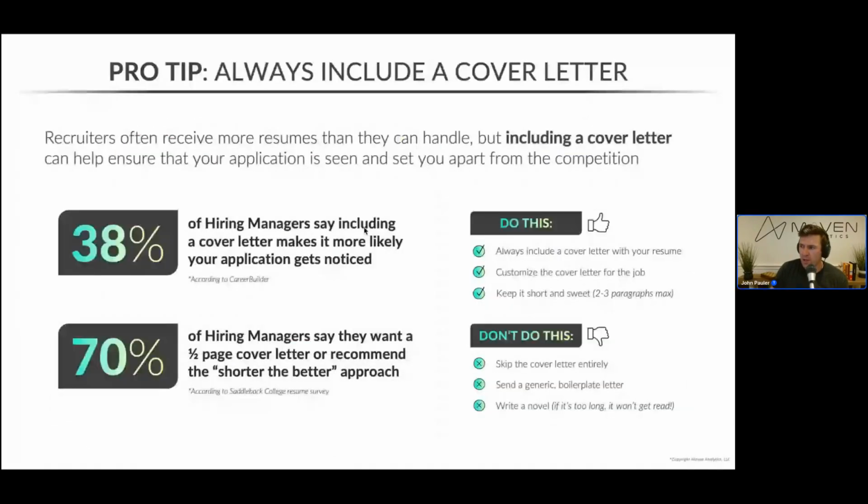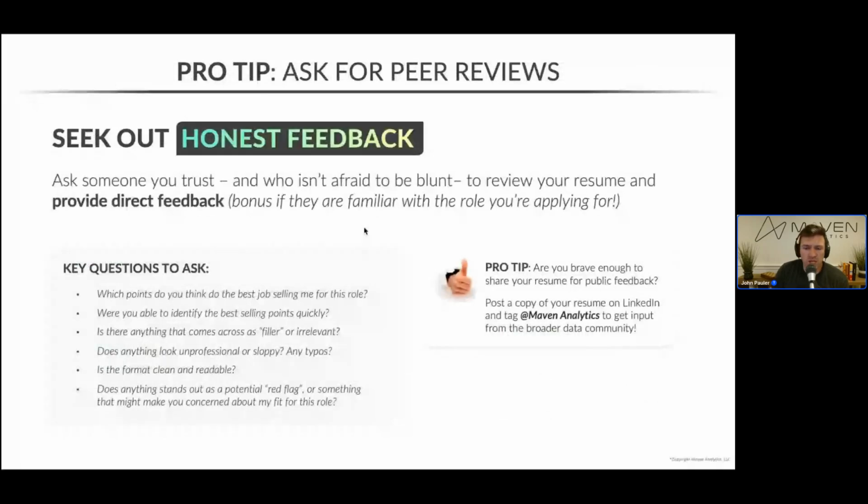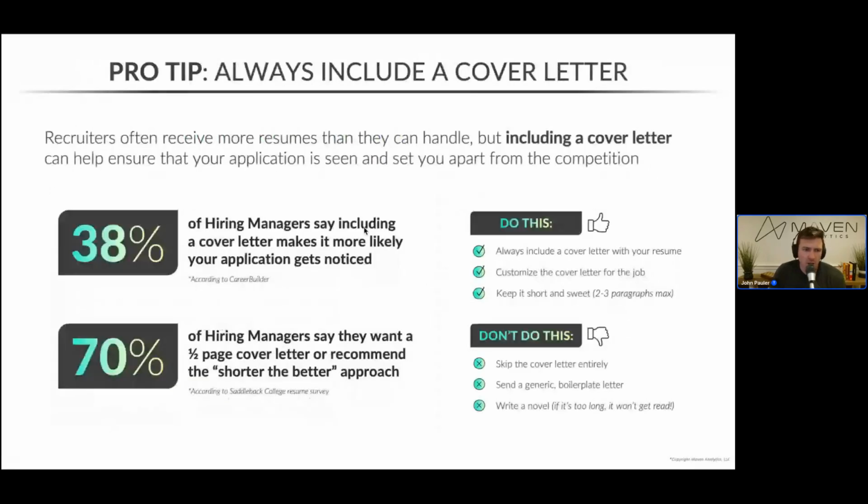A pro tip is to have a friend who is willing to be really blunt and tell you when you're not doing a good job or where you could improve, and have them look at it. Ask them some key questions that you'll see there.